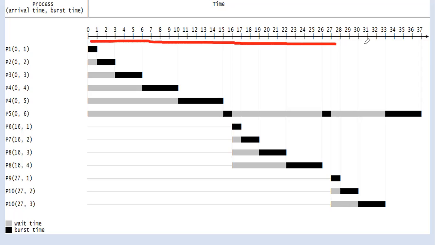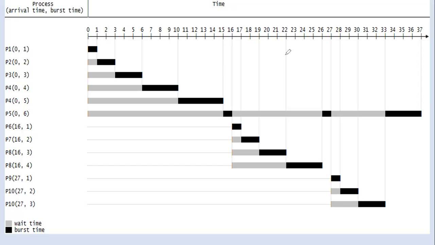So for us to be able to arrive at this scale, we add all the times for each burst. That is the burst for each process. In this case, we have 1 plus 2 plus 3 plus 4 plus 5 plus 6 plus 1 plus 2 plus 3 plus 4 plus 1 plus 2 plus 3. That is 1, 3, 6, 10, 15, 21, 22, 24, 27, 31, 32, 34, 37.